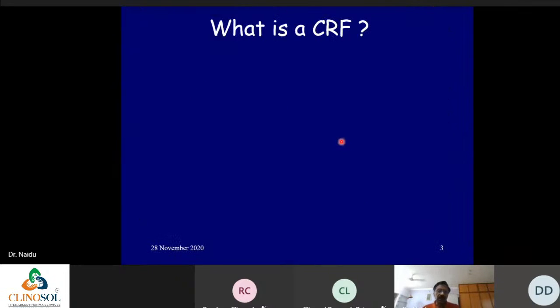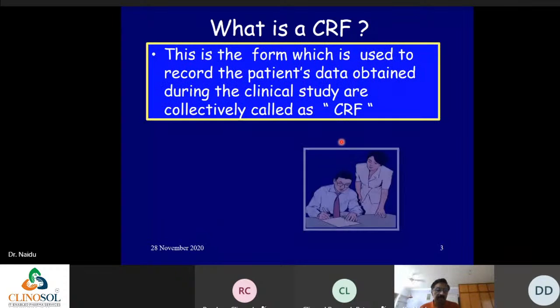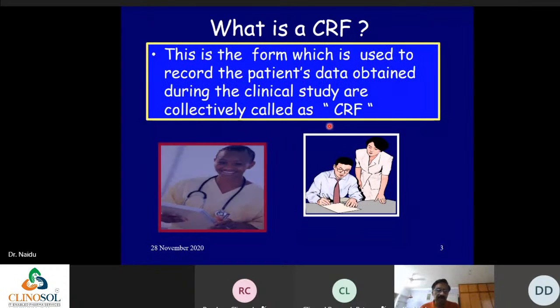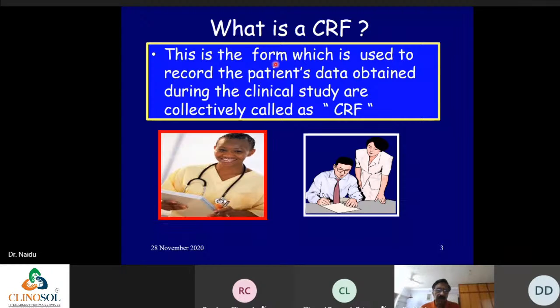Now, what do we understand by the case record form? This is the form which is used to record the patient data obtained during the clinical trial study. It is available to the investigating site to enter all the data generated from the patient during the clinical trial.